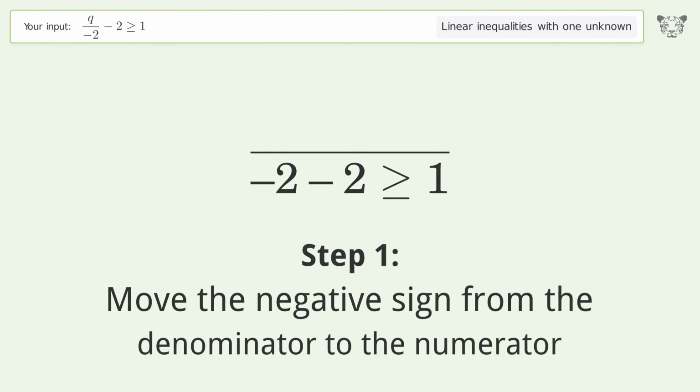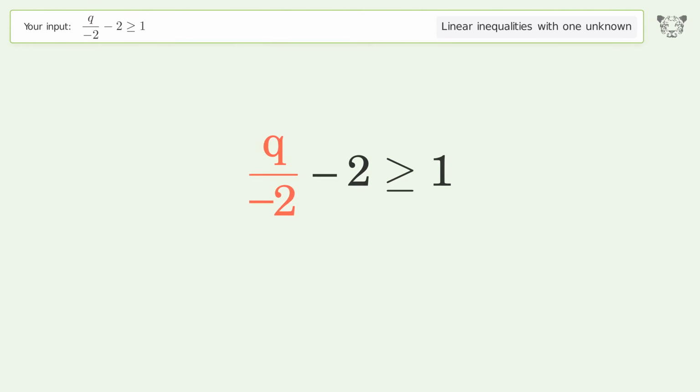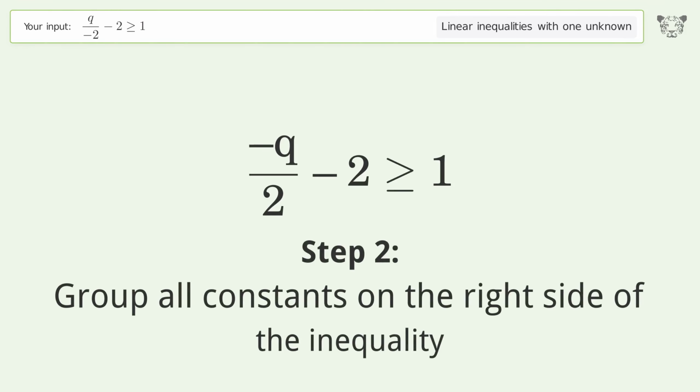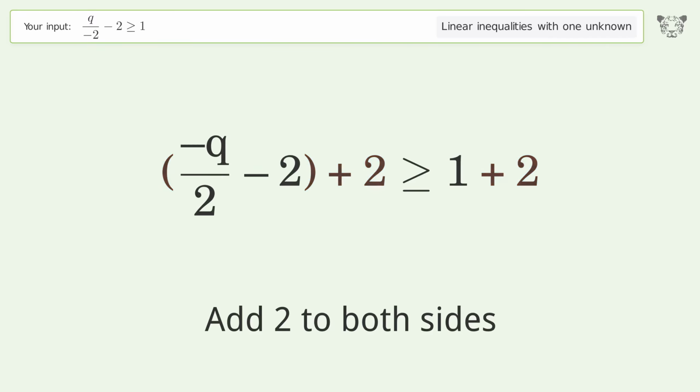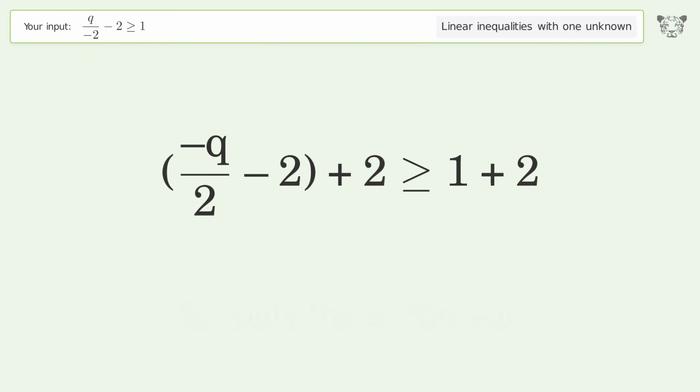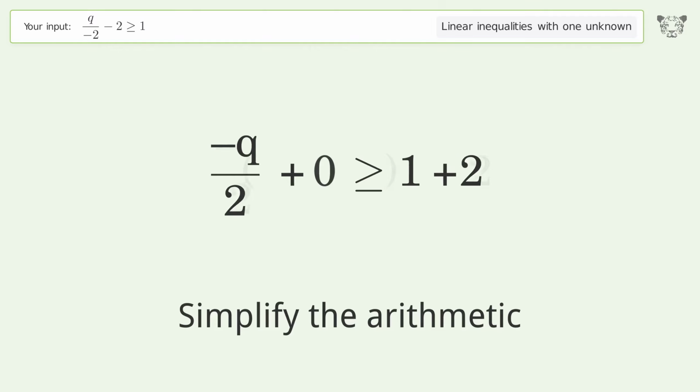Move the negative sign from the denominator to the numerator. Group all constants on the right side of the inequality. Add 2 to both sides. Simplify the arithmetic.